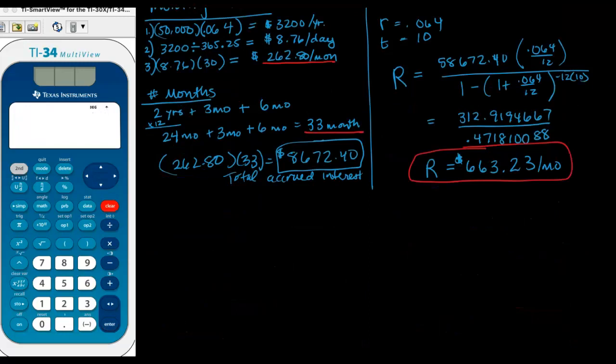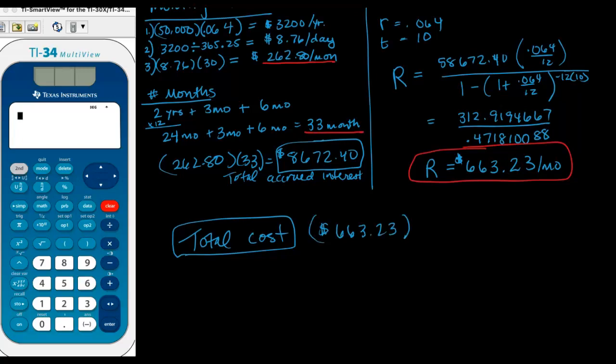Okay, so to find the total cost, we're just going to multiply. We're going to take the monthly payment, the $663.23, and Parker's paying that 12 months a year for 10 years. Okay, so $663.23 times 12 times 10, and that gives us our total cost. And we're not needing to add any interest to this because remember, she's paying this interest after school is finished.